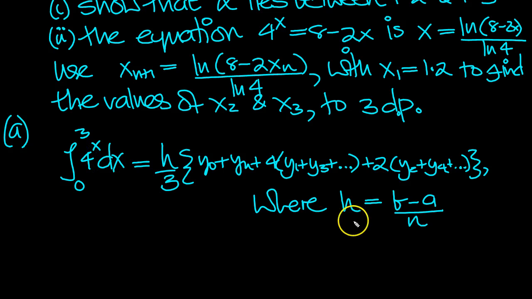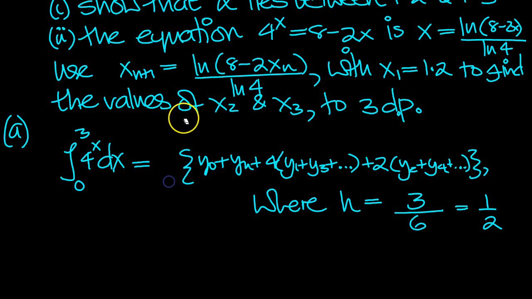Okay, so 6 strips, 7 ordinates. We start from 0, so n is 6. I'm going to put that in for h here straight away. We've got 3 minus 0 on top, which is 3, so 3 over 6 is a half. So it's a half over 3, which is 1/6. Let's write that in then.